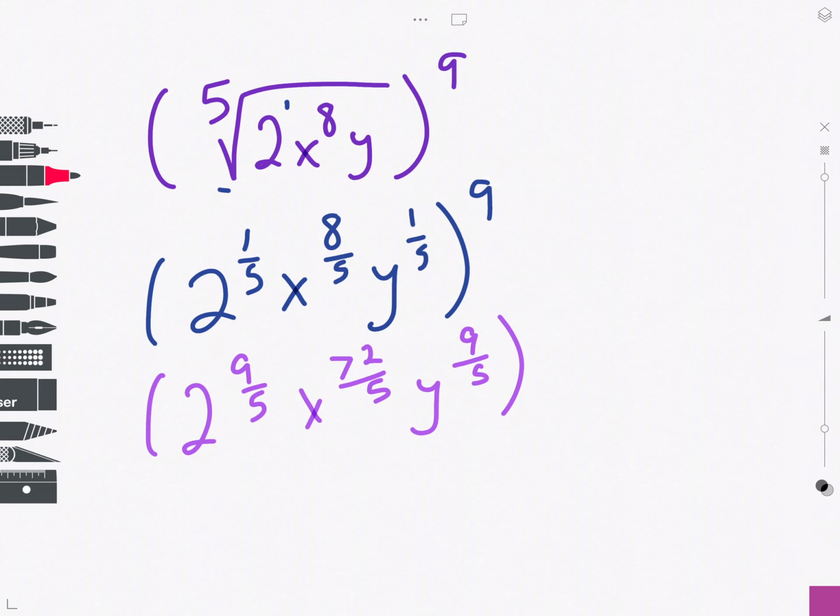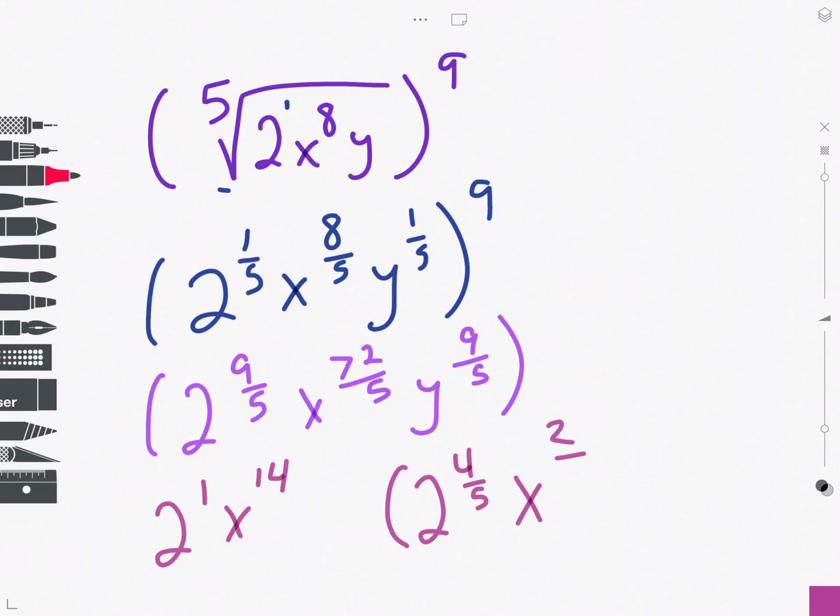So 9 divided by 5 is 1 with 4/5 left over. So I would have 2 to the 1st, and then I'm going to leave a little space and go like this. And you'll see why here in a sec. 72 divided by 5 is 14, with 2 left over. So I'll put that 2 there with a 5 underneath. And then y, I'll have 1y with 4 of them left over, just like the 2.